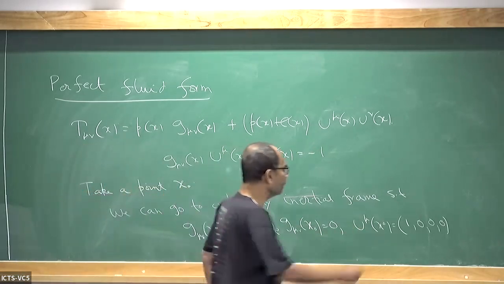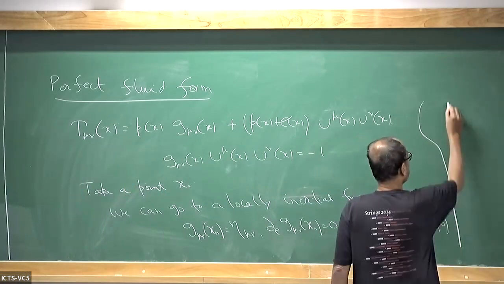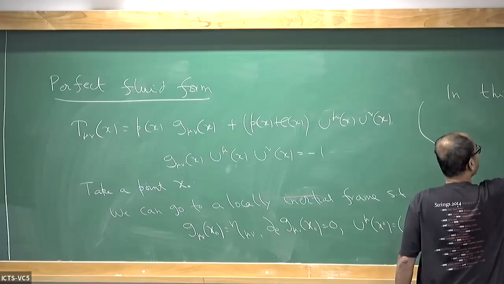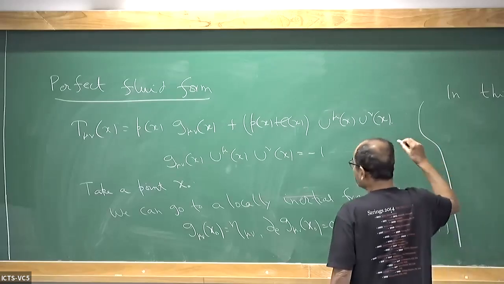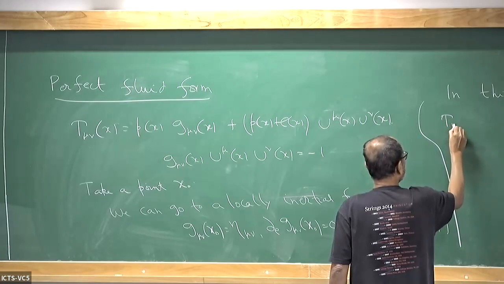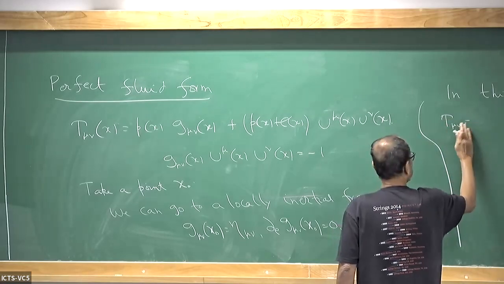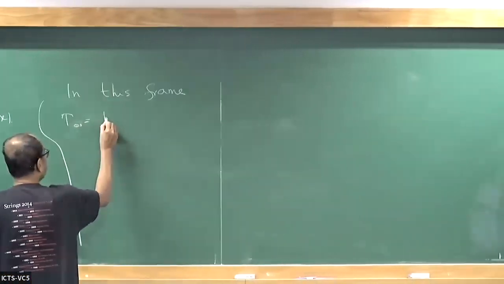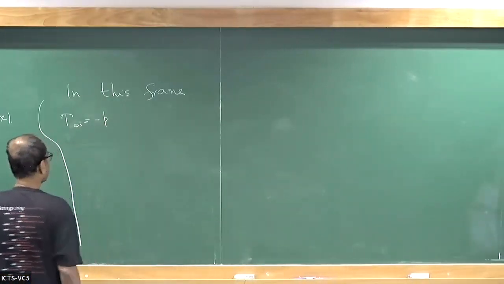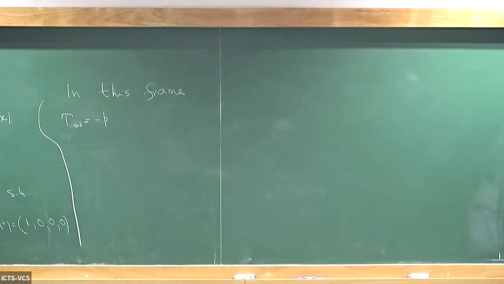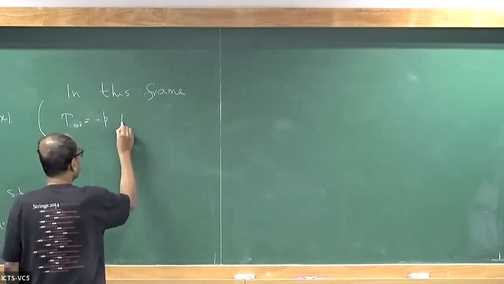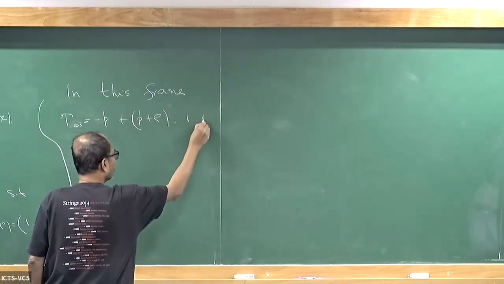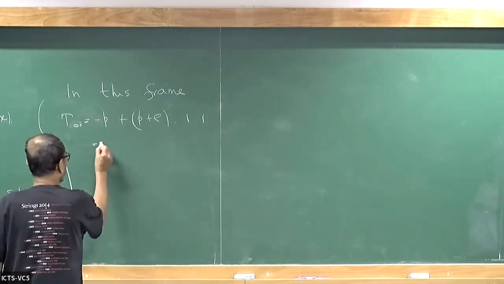So in this frame, let's look at the form of the energy momentum tensor. So in this frame, we have T mu nu. T00 is minus p, because g00 is eta 00, which is -1, plus p plus rho times 1 times 1, right? Because u0 is 1, so that's rho.